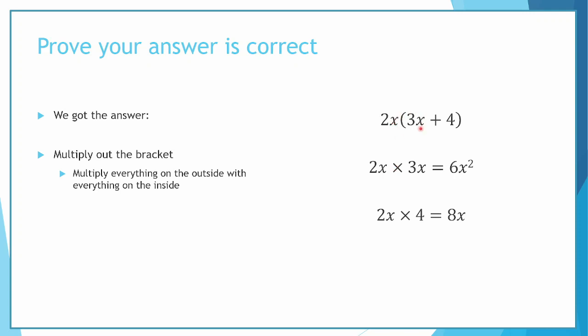So we're going to do 2x times 3x to give us 6x squared. 2x times 4 to give us 8x. Put it all together to give us 6x squared plus 8x. And you can see that takes us back to our original question of factorise 6x squared plus 8x. So we know our factorisation is correct because we've not lost any value between factorising it and the original question.